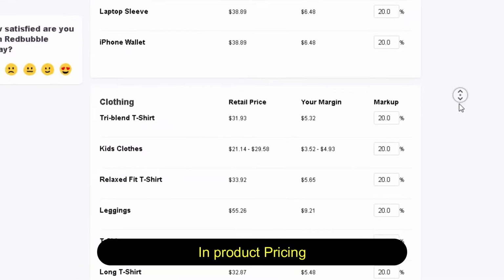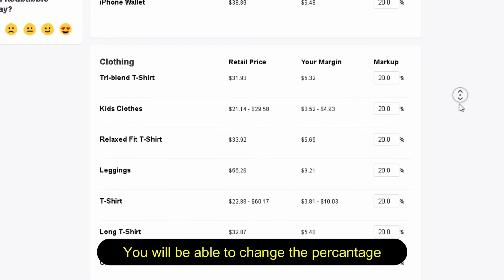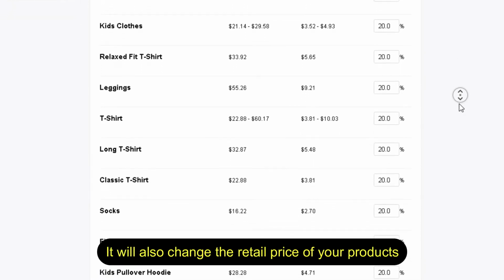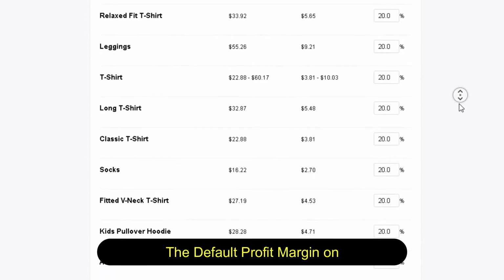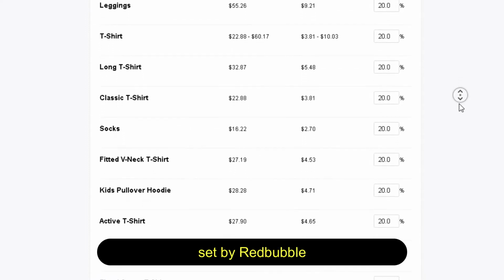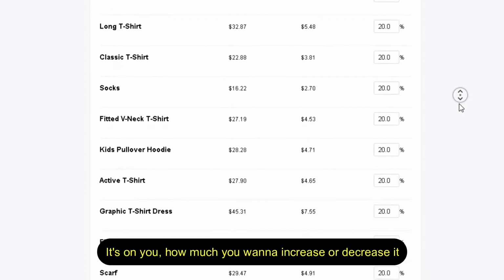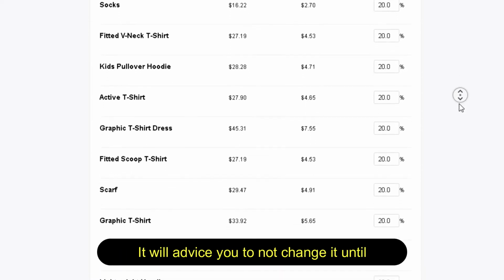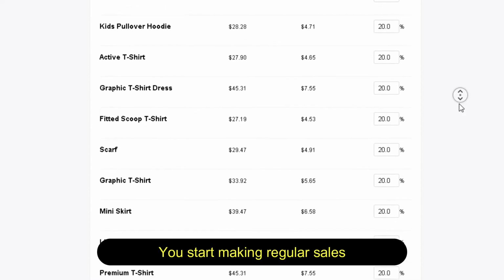In Product Pricing, you will be able to change the percentage of your profit margins. It will also change the retail price of your products. The default profit margin on all products is 20%, set by Redbubble. It's on you how much you want to increase or decrease it. I would advise you to not change it until you start making regular sales.